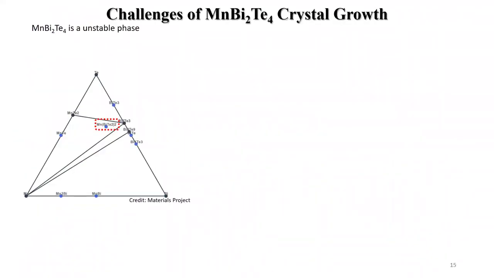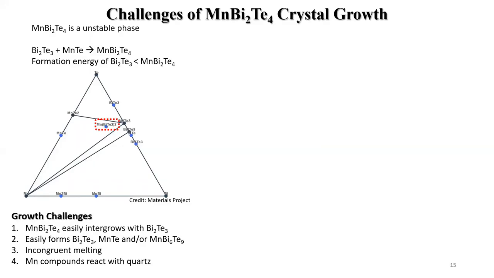Right now, this is already predicted to be one of the promising intrinsic topological insulators. However, growing this system is quite challenging. As you can see from this phase diagram, manganese bismuth telluride in the 1-2-4 composition is an unstable phase. So if we use bismuth telluride and manganese telluride as our source to grow the manganese bismuth telluride, it's hard.